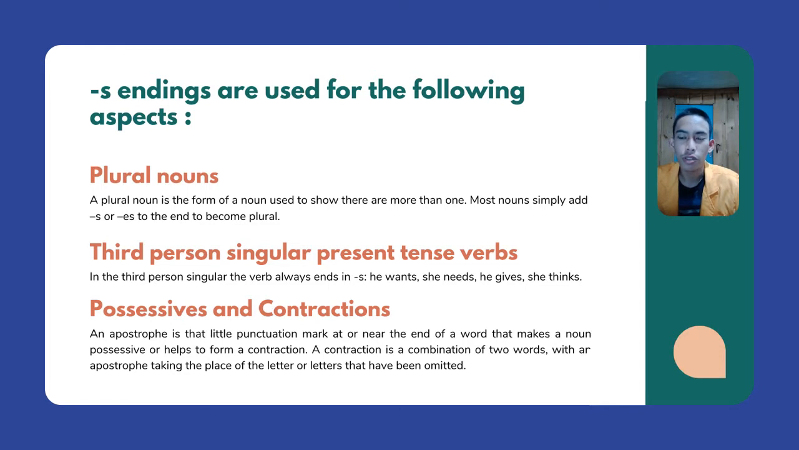Possessive and contraction. An apostrophe is the little punctuation mark at or near the end of a word that makes a noun possessive or helps to form a contraction. A contraction is a combination of two words, with an apostrophe taking the place of the letters that have been omitted.